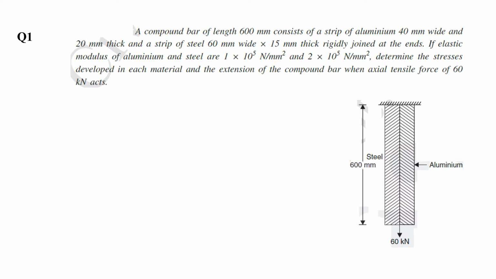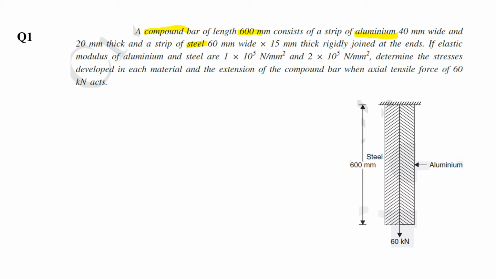We can do a problem on statically indeterminate system. Here, a compound bar of length 600 mm consists of an aluminium strip of 40 mm wide and 20 mm thick and a steel strip of 60 mm wide and 15 mm thick, rigidly joined at the ends.